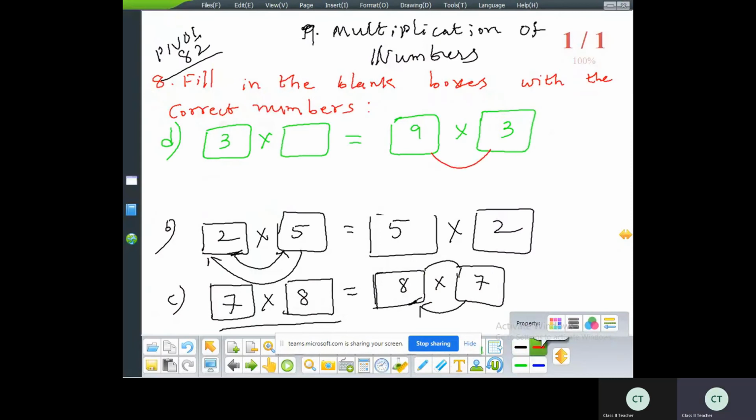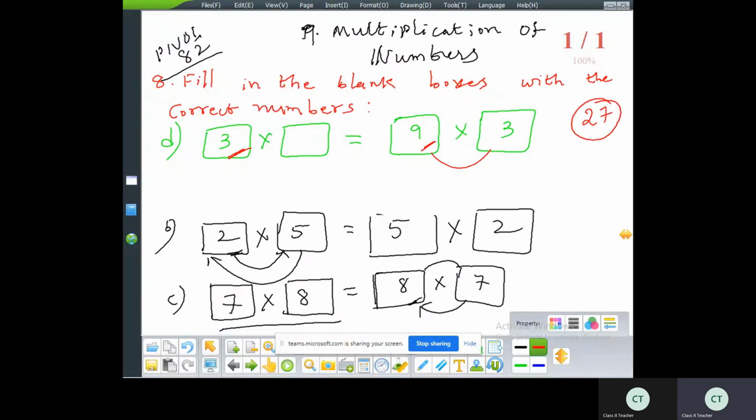9 into 3. Read the 9 table. 9 ones are 9, 9 2s are 18, 9 3s are 27. From the left side, we have one empty box, that is multiplication with 3. Read the 3 table up to getting 27.